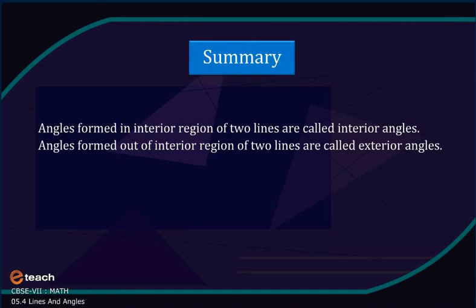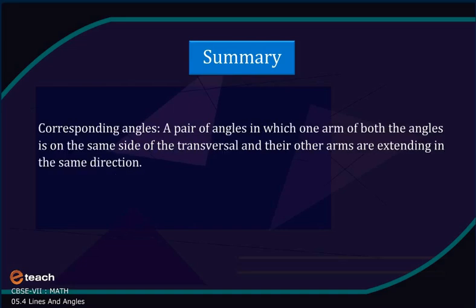Summary. Angles formed in interior region of two lines are called interior angles. Angles formed out of interior region of two lines are called exterior angles. Corresponding angles: a pair of angles in which one arm of both the angles is on the same side of the transversal and their other arms are extending in the same direction.